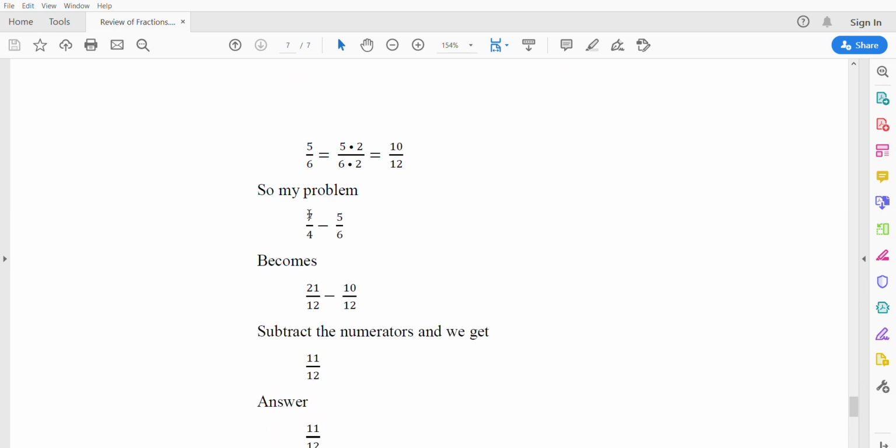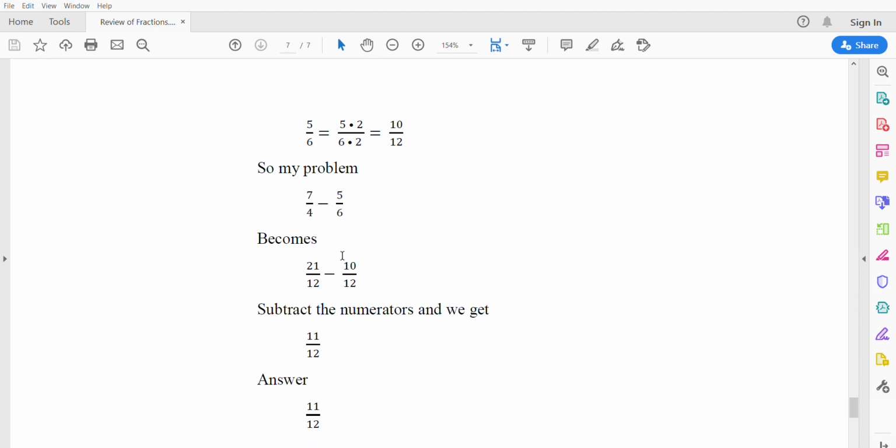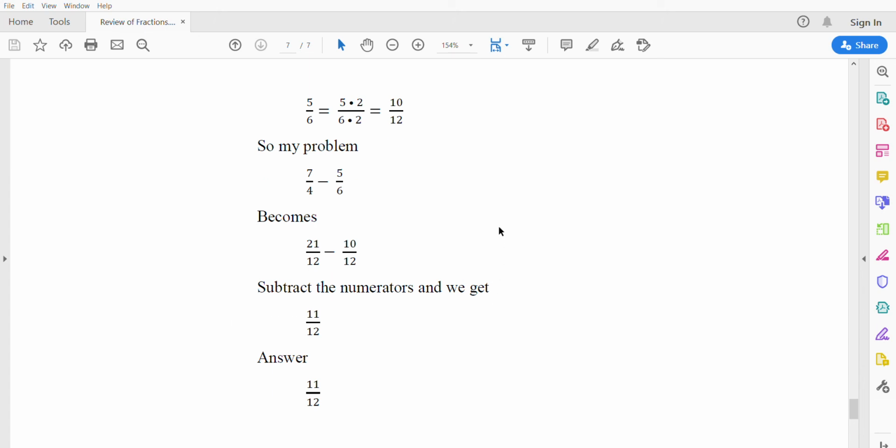So my original problem, which was 7 over 4 minus 5 over 6, is going to become 21 over 12 minus 10 over 12. Subtracting these numerators, I'm going to get 21 minus 10, which gives me 11 over 12. And this fraction will not reduce, so that gives me the answer, which is 11 over 12.